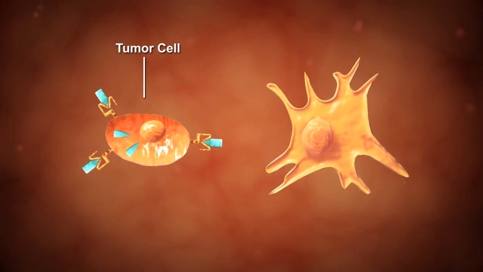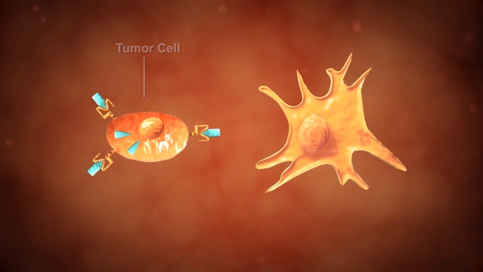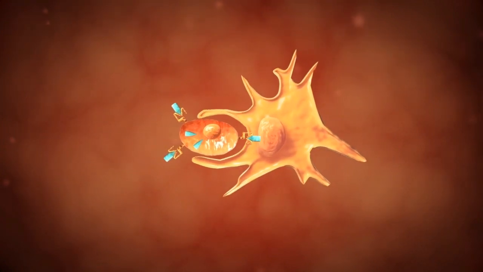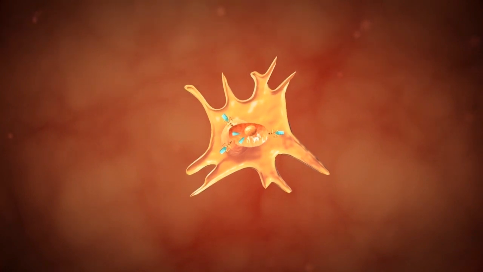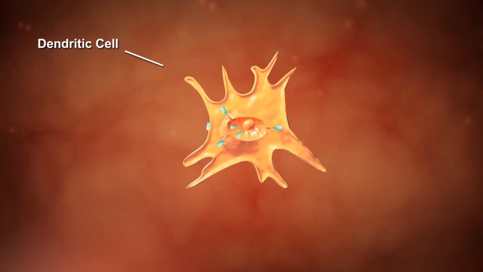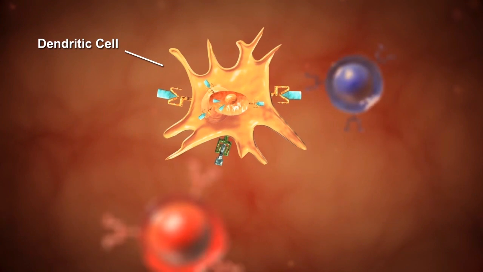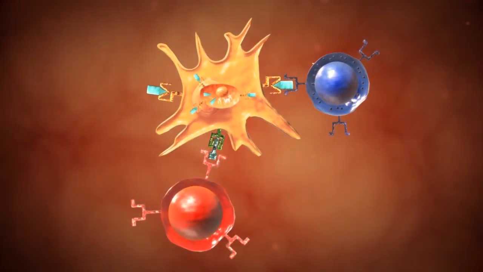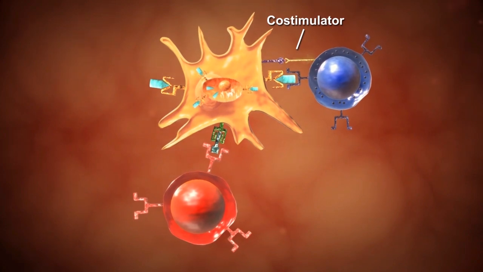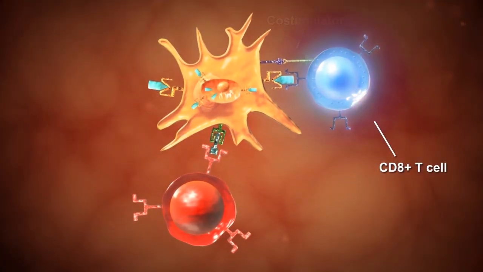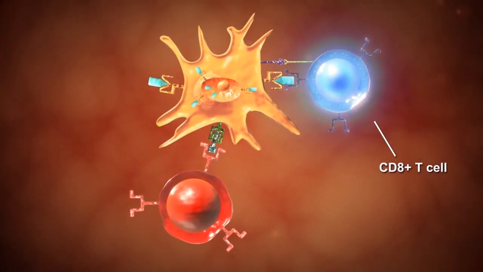CD8 T cell responses to tumors may be induced by cross-priming or cross-presentation, in which the tumor cells or tumor antigens or both are taken up by dendritic cells, processed and presented to T cells. In some cases, co-stimulators expressed by these antigen-presenting cells provide the second signals for the differentiation of the CD8 T cells.